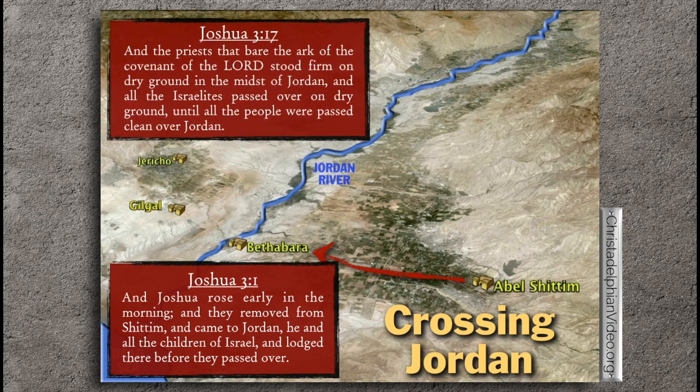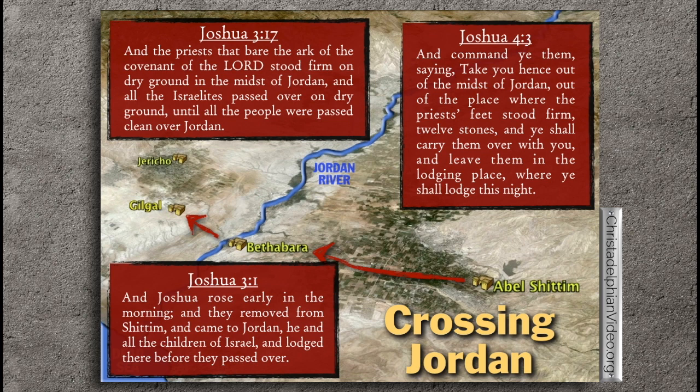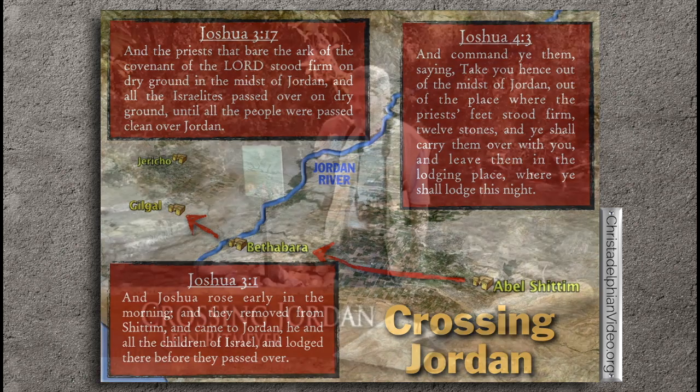So we read there in chapter 3 and verse 17, the priests that bear the ark of the covenant of Yahweh stood firm on the ground in the midst of the Jordan, and all the Israelites passed over on dry ground, and all the people were passed over Jordan. And in chapter 4 and verse 3, the command was to take the stones out of the Jordan, and they were to carry them over and leave them on the other side as a monument where they were to lodge. And of course, we have that symbol of baptism, the old man entering into the water and being left behind, and they were to take stones out of the Jordan River and lay them on the other side as a monument, a testimony to Israel. So Brother Lane's just going to explain to us the crossing of the Jordan.